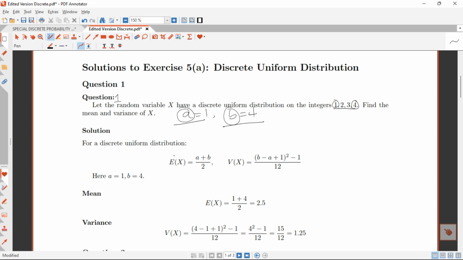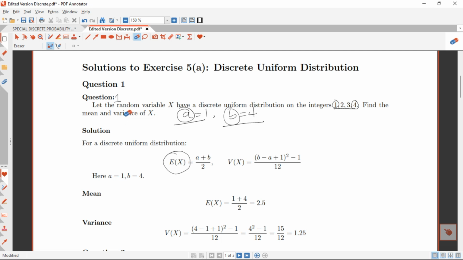It says that we should calculate the expectation of x. So expectation of x, we know that is a plus b divided by 2, right? A plus b divided by 2. So when we come here, that is what I have done here. That will be 1 plus 4 divided by 2, because we know that our a is equal to 1 and our b is equal to 4. That is 5 divided by 2, and we get 2.5.